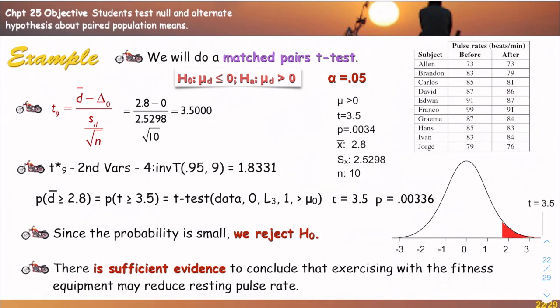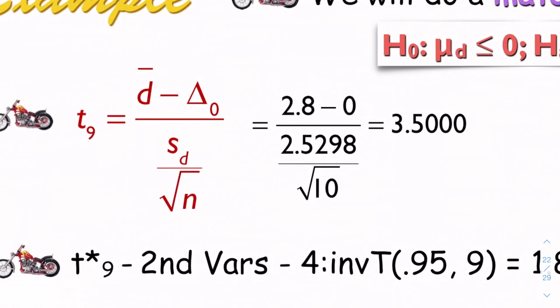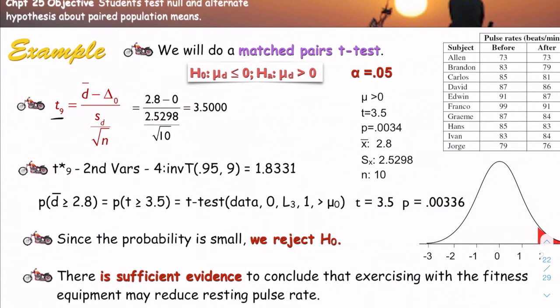So what calculations do you also have to do by hand? How do you get that t-score? Well, we write t sub 9, for the n-1 degrees of freedom, is equal to the difference average minus delta naught over our standard error. So we have 2.8 minus 0 over 2.5298 over the square root of 10. That gives us our 3.5 t-score.